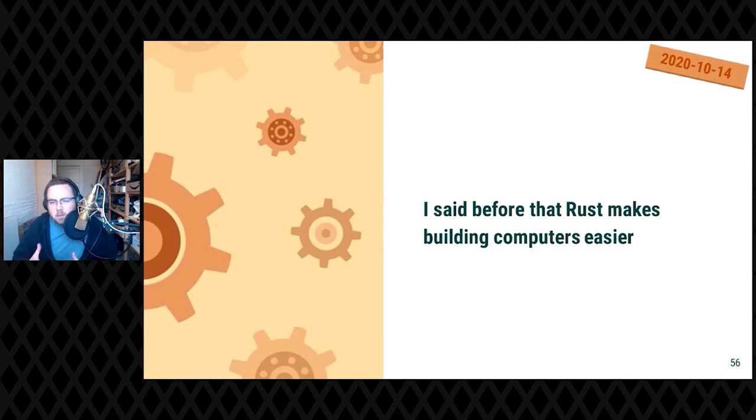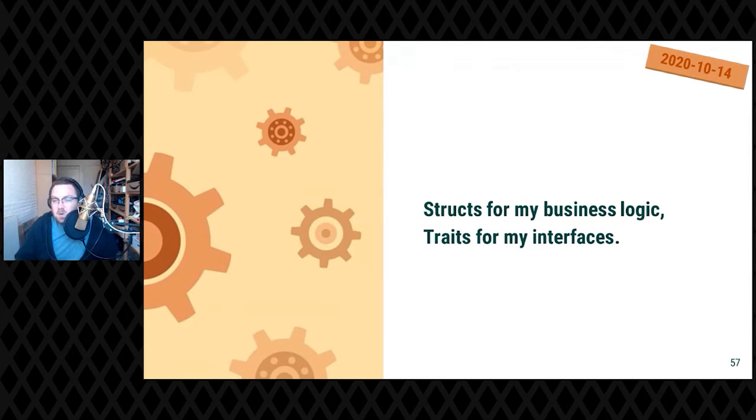So I said before that Rust makes building computers easier, but I didn't really elaborate on that. But it turns out that when you're building a network protocol, all the way down to the lowest levels of interacting with the hardware, Rust and its capabilities are actually pretty amazing here. So I was able to put all my business logic, the protocol, state machines, and deciding, am I connected, am I not connected, am I waiting for a message, have I timed out, I can put those all in structs because I've got data and I've got functions right next to each other, and it really makes sense for that.